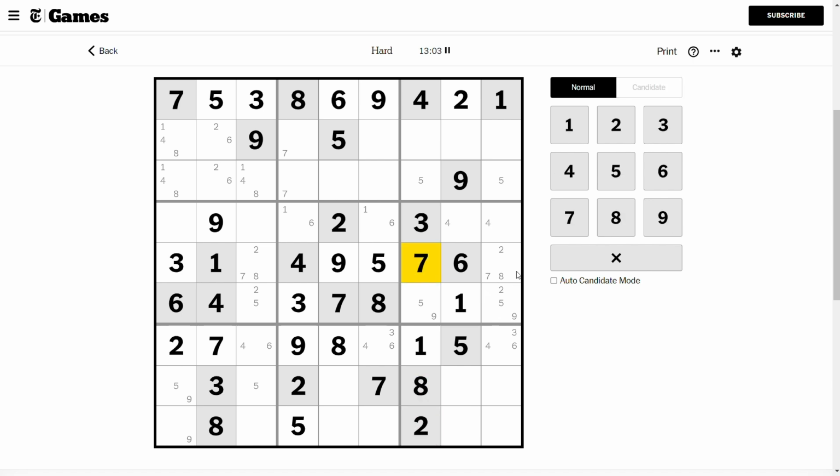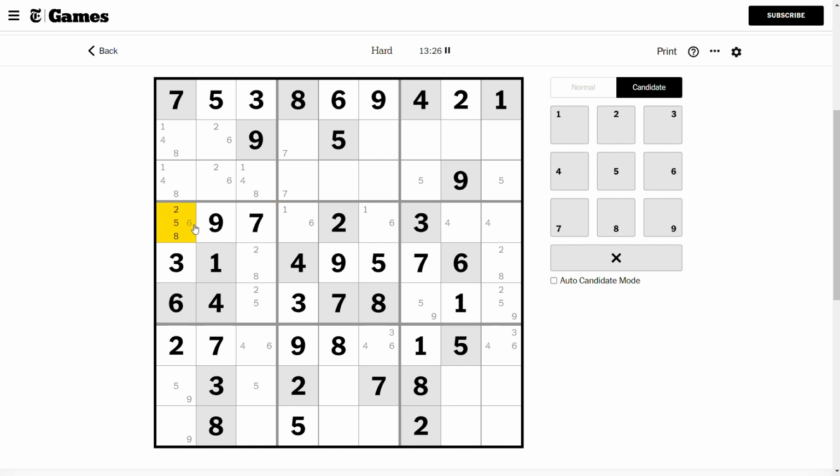And then the other two open cells in this row are for 2 and 8. Okay, these 7s point left and this cell sees another 7, so in block 4, the digit 7 is forced into this cell. This is 2, 5, or 8, but sees 2.